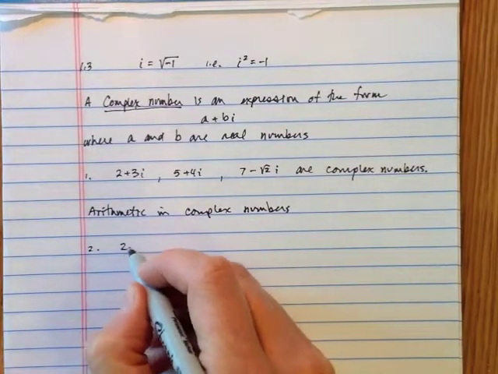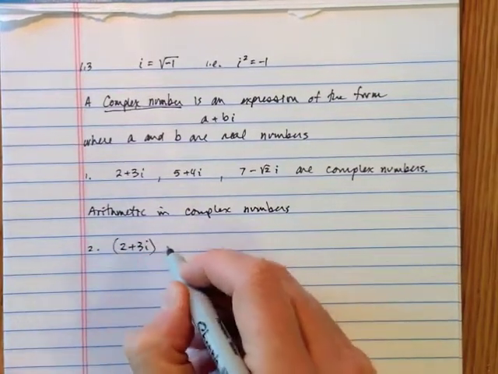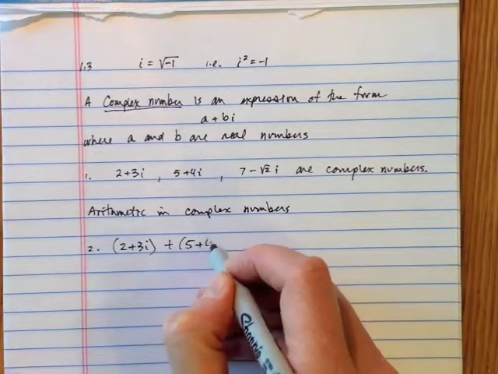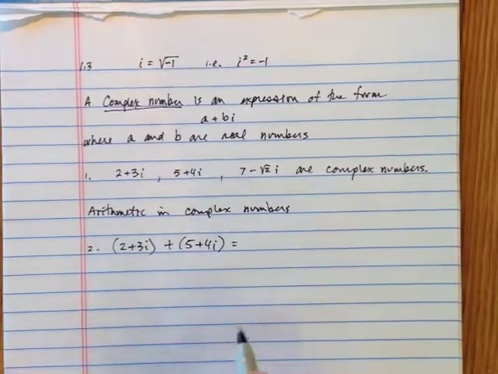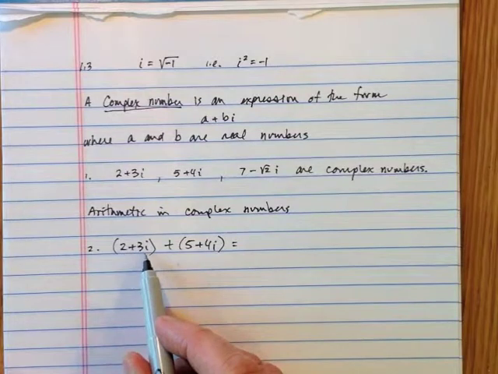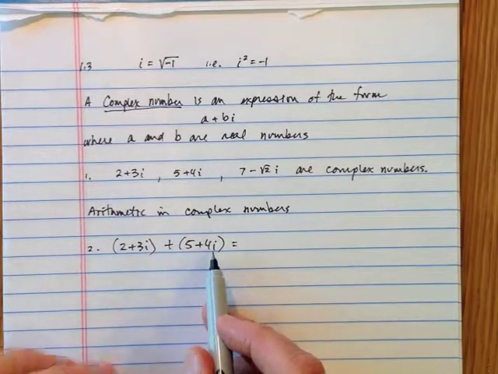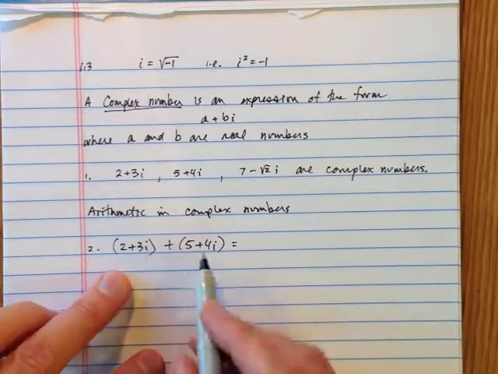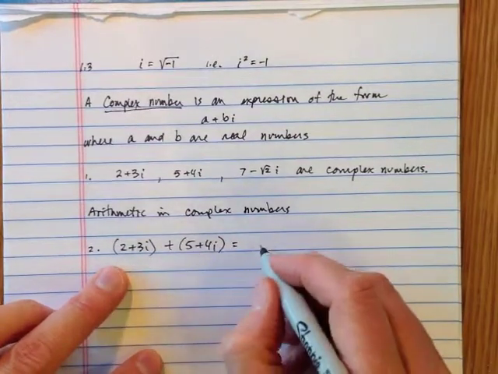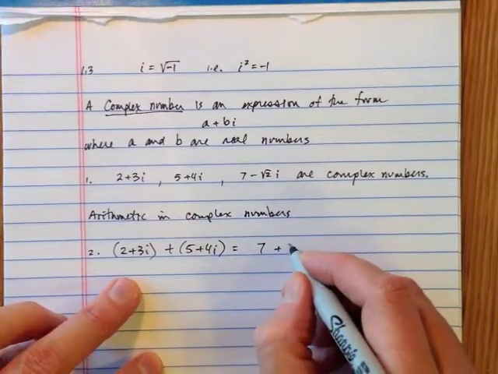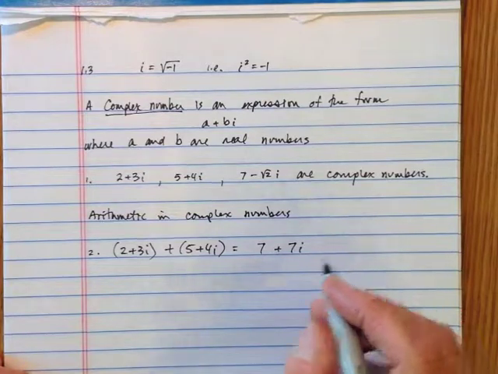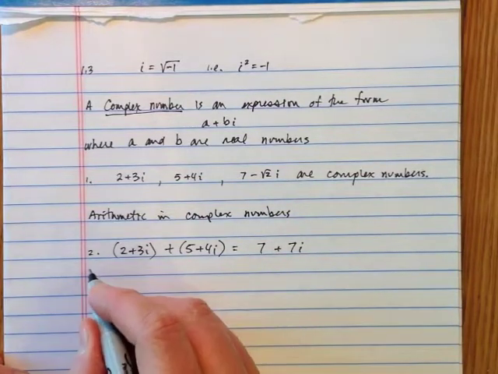For example, 2 plus 3i plus 5 plus 4i. Look, if you can add 2 plus 3x and 5 plus 4x, you can do the same thing with x replaced by i. You combine like terms. That's 7 plus 7i. Subtracting complex numbers is just as easy.